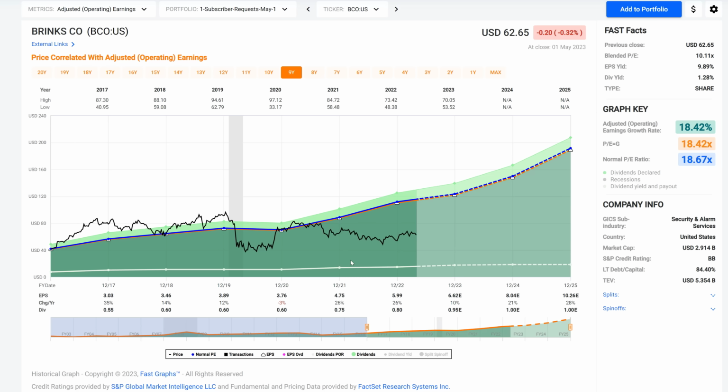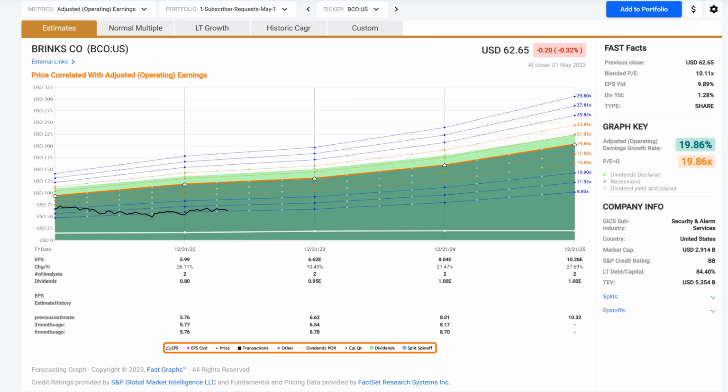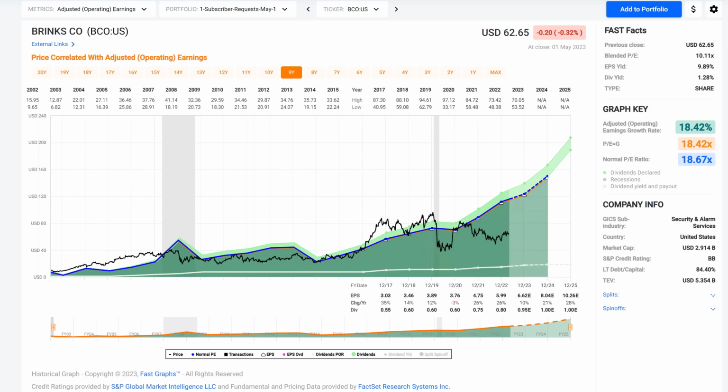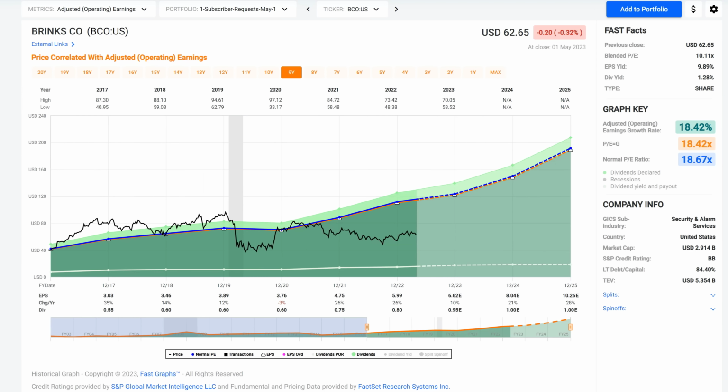What the tool is doing, it's calculating the growth rates and then applying fair value multiples based on what those growth rates were so you can know. But you always want to be looking at the forecasting graphs. And here we're looking at a 19, almost 20% forecast growth rate going forward. Brinks may be a very, very attractive investment right now for those who are looking for a long-term total rate of return.